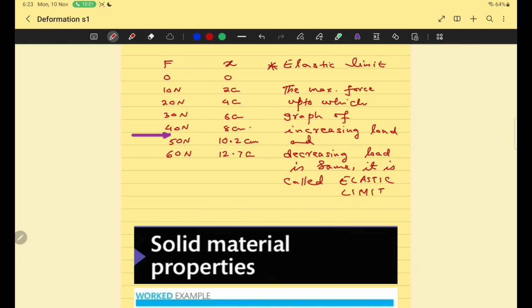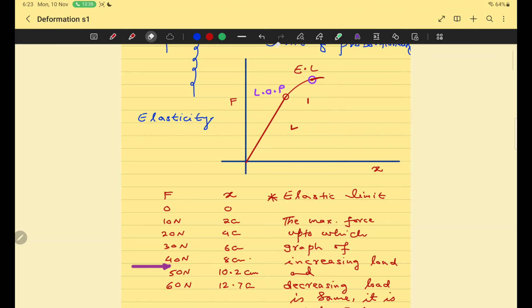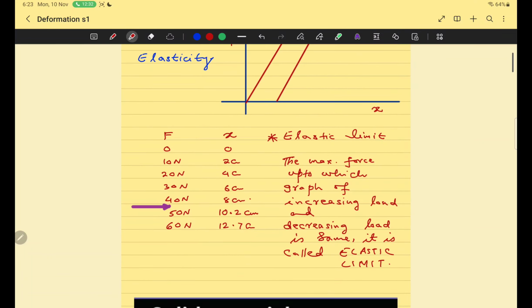And if you cross this force, then you can see the increasing load graph and decreasing load graph is not same. So elastic limit is the maximum force up to which increasing load graph and decreasing load graph coincide. Then this maximum force is called elastic limit.